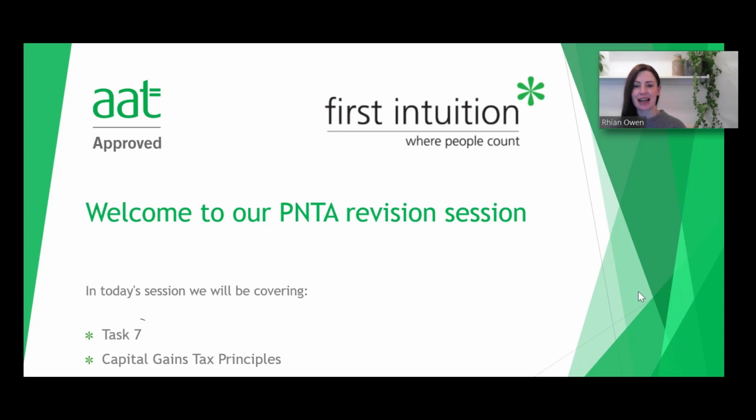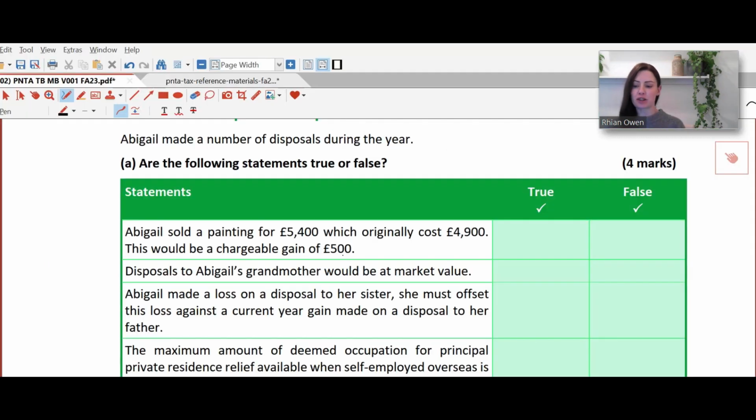Tonight we're going to be looking at task 7 of the assessment, which is about capital gains tax principles. In the first part of the task we're given 4 different statements. We need to say whether they are true or false.